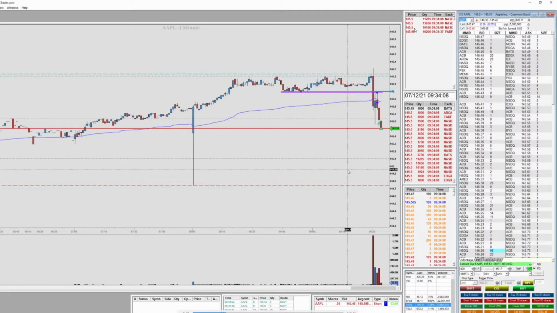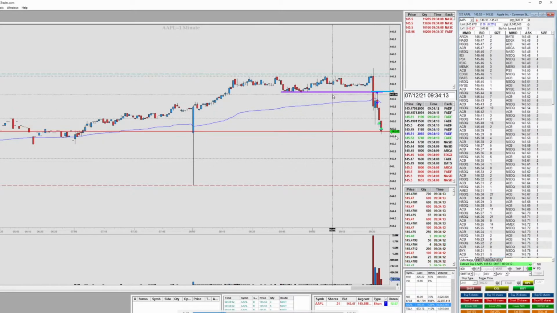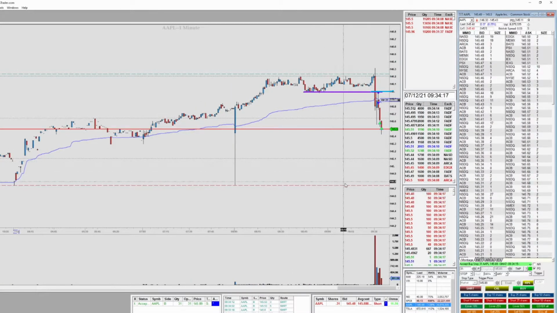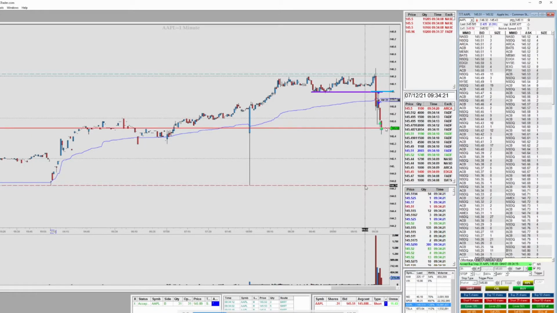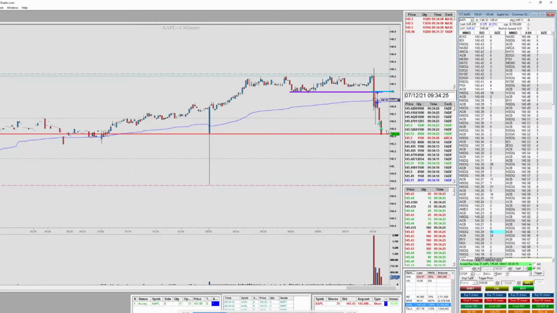A bunch of big lot orders here on the red, so on the bid, and price is struggling to stay below, but it is staying right around there. Usually if you don't see price rip up from there, it's a good signal that it's still weak.